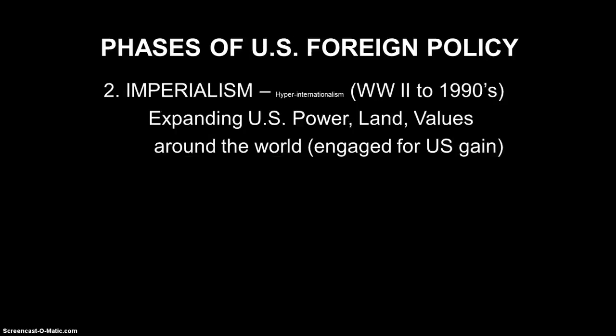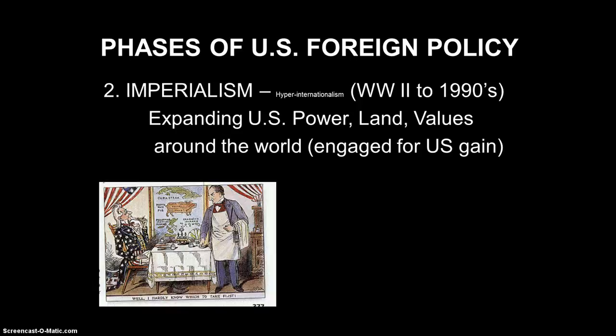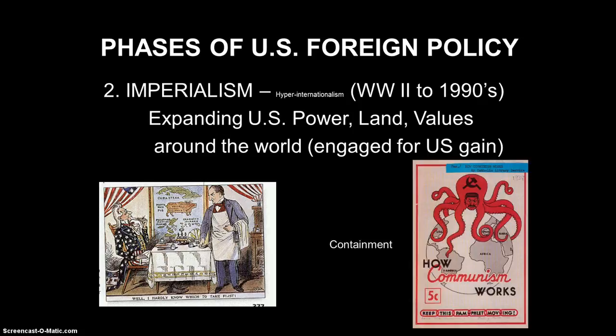After World War II, into the 1990s, this leads to this idea of imperialism or hyper-internationalism, where we get really involved with the rest of the world, expand our power, our values, our land, all for the gain of the United States. Imperialism is when we try to grow our power, sometimes at the expense of other countries. Here you see a cartoon illustrating Uncle Sam sitting at a restaurant and picking off a menu of what he wants, whether it be Cuba or Puerto Rico or different islands or countries around the world, this imperialist idea that we can take whatever we want.